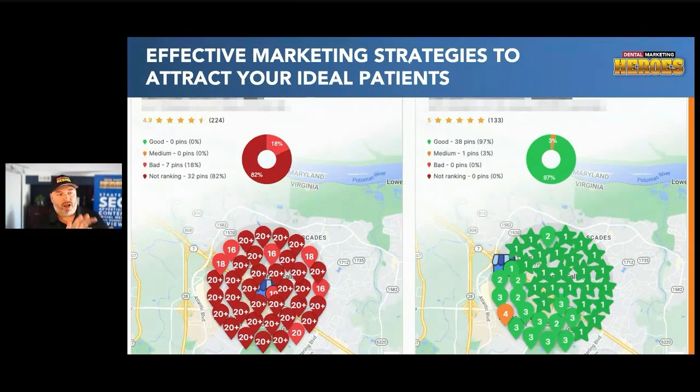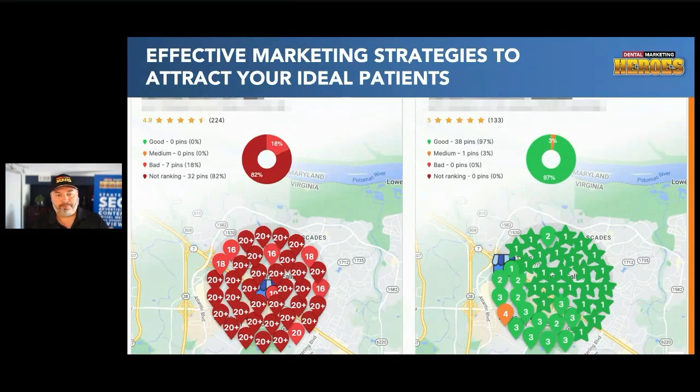As you can see on the screen, this is an actual example of a dentist of how they rank against their competition. Which would you rather be for the main keywords for your practice? Would you rather be the red one on your left, which means they're not ranking at all, or the one that is on the right that's ranking in the top 3 positions and the top 1 position for most of these?